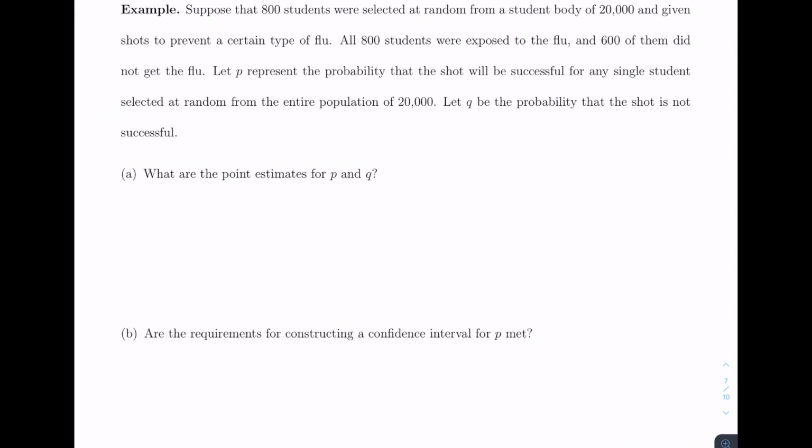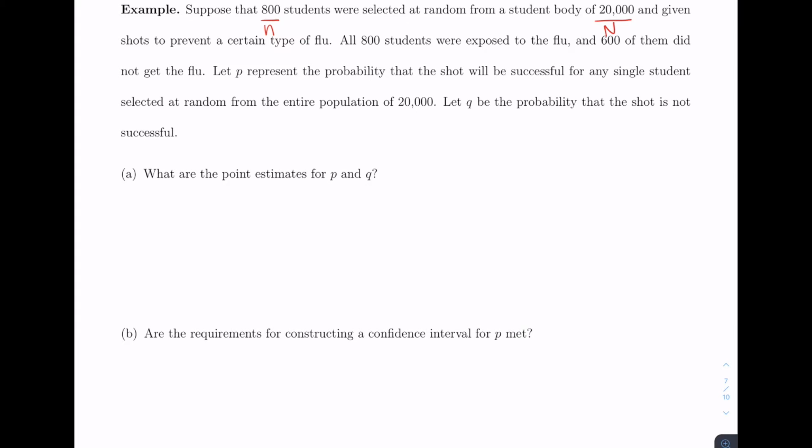Now we are going to work on a complete confidence interval example. If we read through the example, we can start to gather all of the information. We see that 800 students were selected from a population of 20,000 students. So 800 is our sample size, while 20,000 is our population size. We're not actually going to need that 20,000, but it's interesting to have.